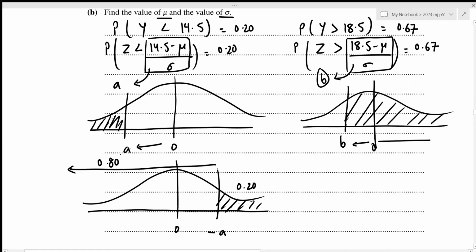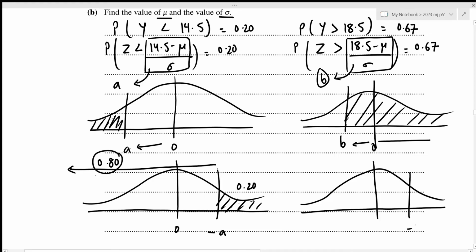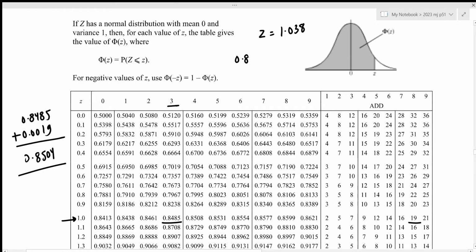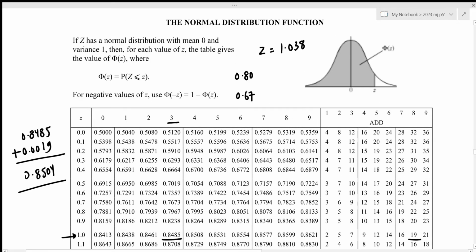And always remember, the formula table only gives the probability less than a certain value of Z. So we need to look for 0.80, that's one probability. Then let us also flip the other curve. So that will be negative B here, where the probability less than negative B will be 0.67. So the two probabilities that we have to look for are 0.80 and 0.67, and we need to figure out the corresponding Z values. Let's do that. So we're looking for probabilities 0.80 and 0.67. Let us first start with 0.80.